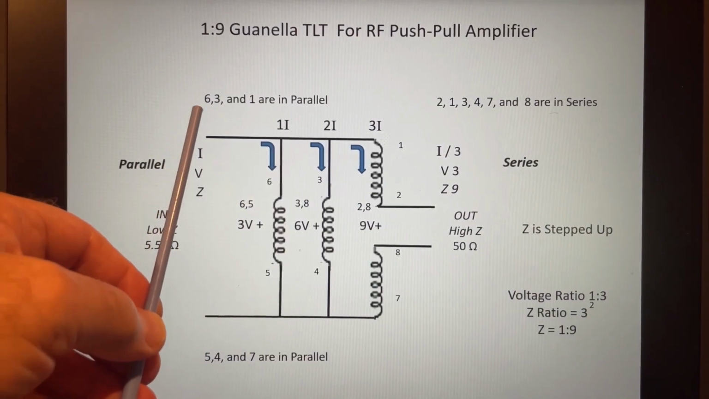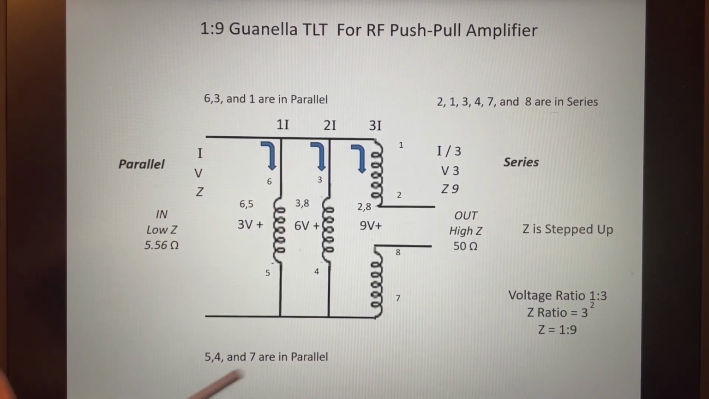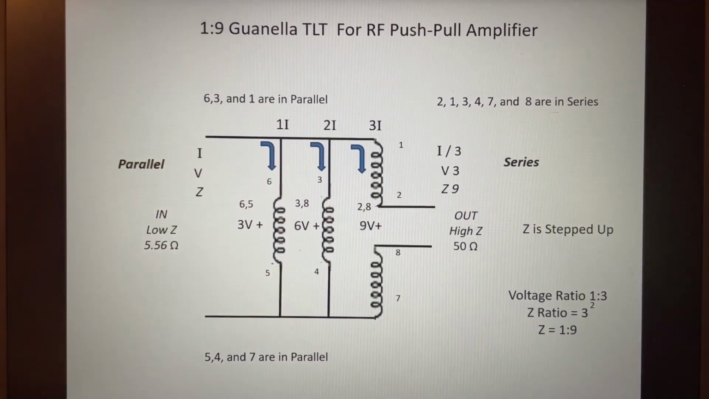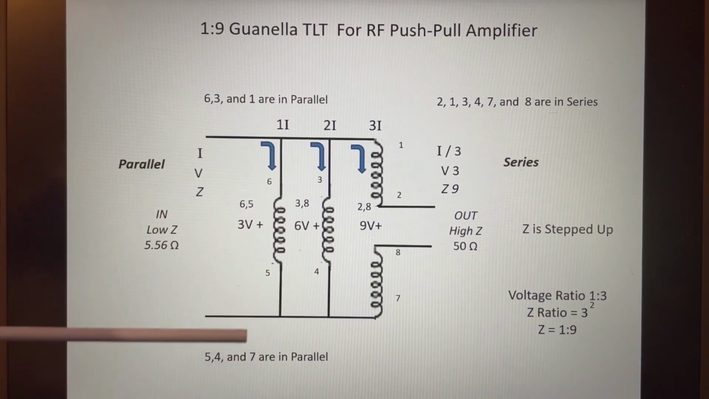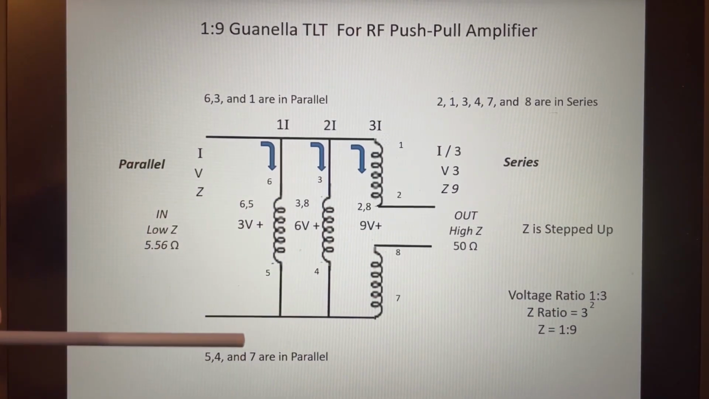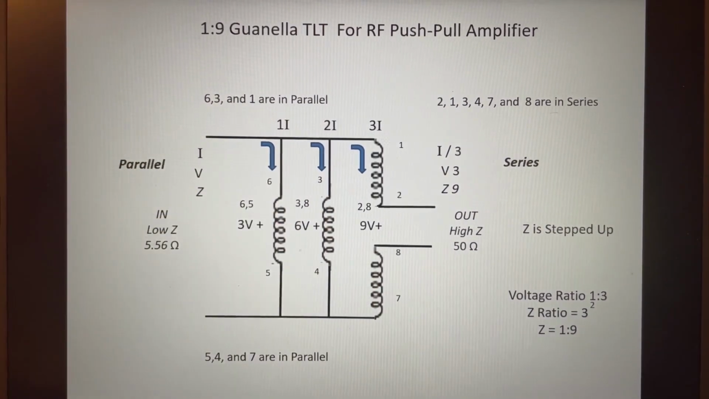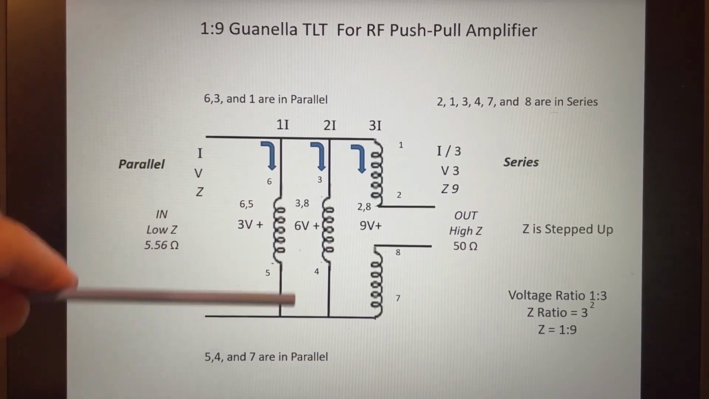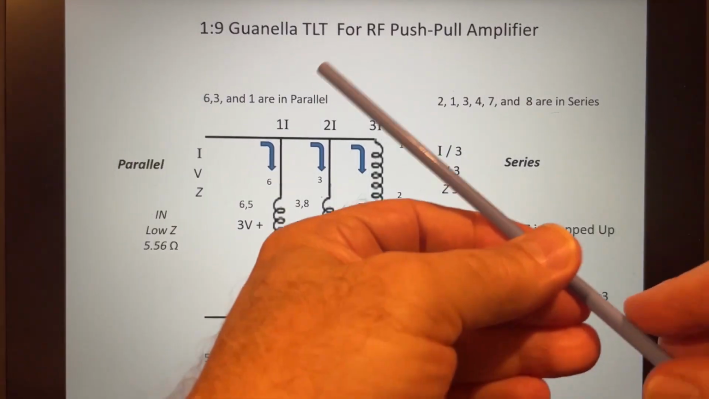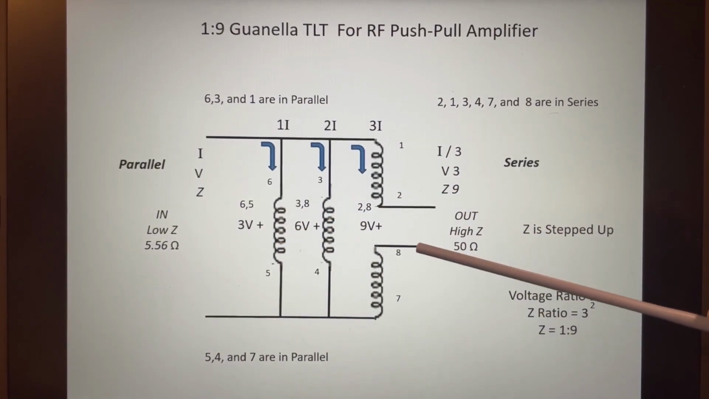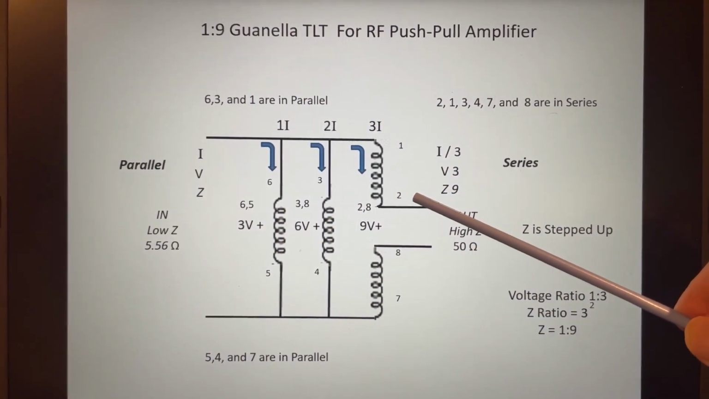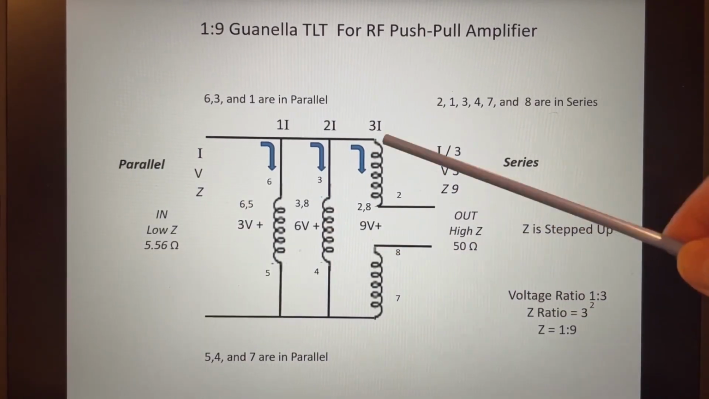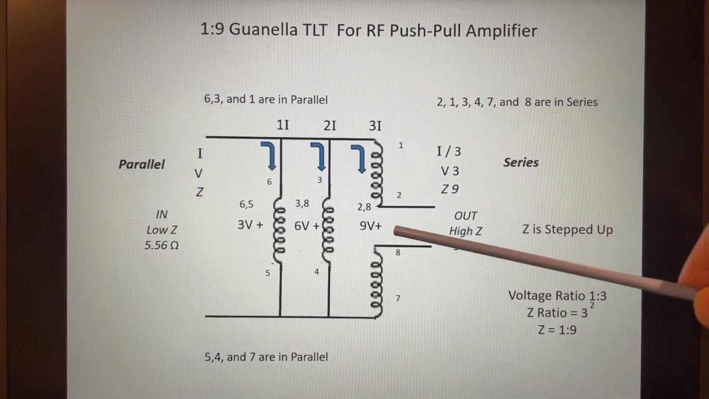And here's our nodes, right? 3, 6, and 1, 5, 4, and 7. So it's identical. And then the outputs are 2 and 8. It's just a different way of expressing it, but it's much easier to see the parallel and series relationship. So here we divide our current. But when we look at the output side, looking into the transformer, we can see that 2 and 1 and 3 and 4 and 7 and 8 are actually in series.